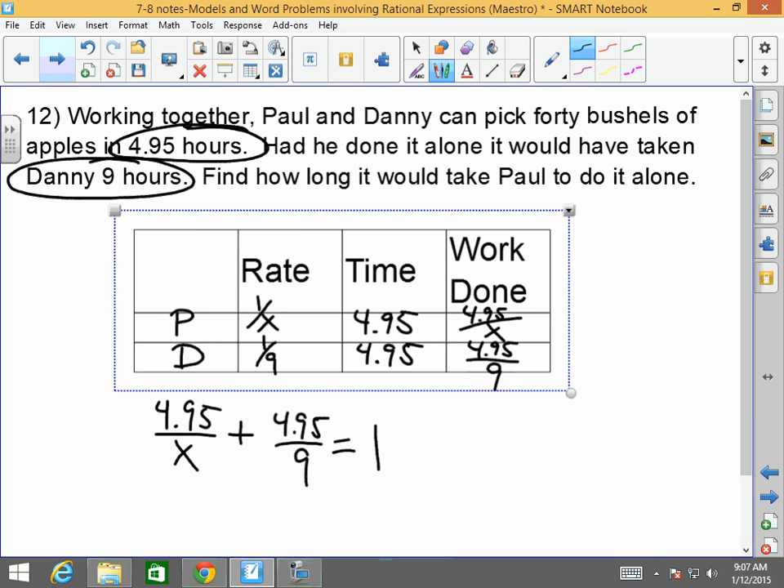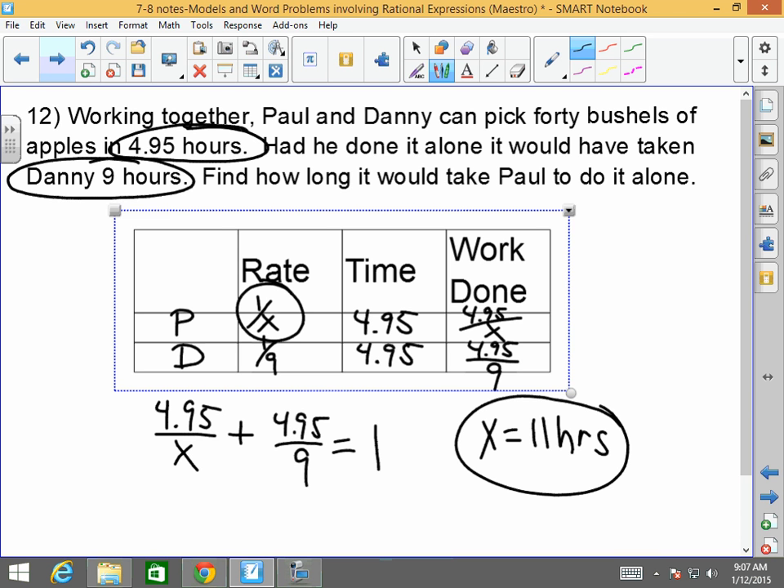Now in this case, you multiply everything by 9x. You guys can do that at home. You can solve it. Your answer will be 11 hours. I'm not too worried about you solving in this case. I'm more worried about you setting it up. So the key here was I was finding an individual rate. So I did not know what Paul's individual rate was. Okay? Go ahead and finish this one up at home, and you should get 11 hours.